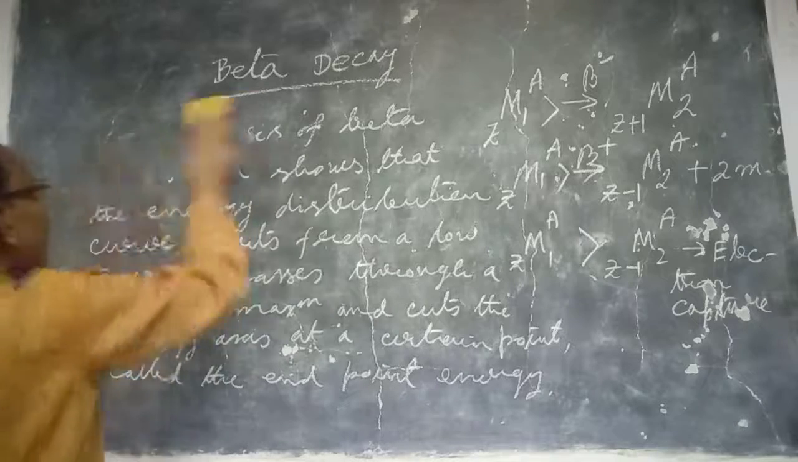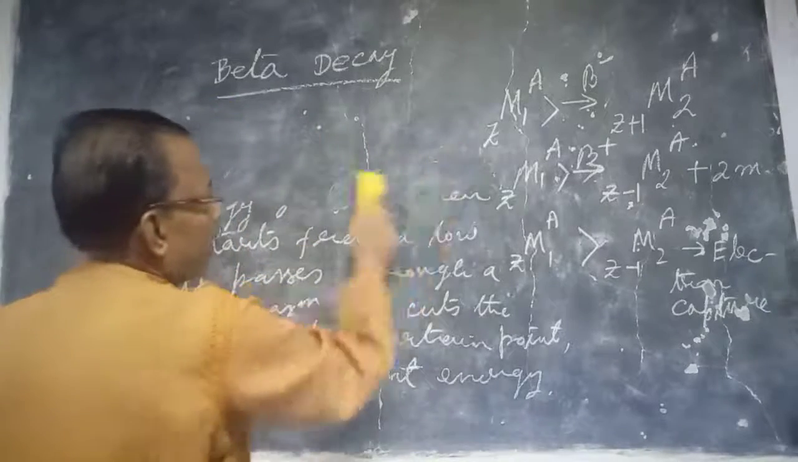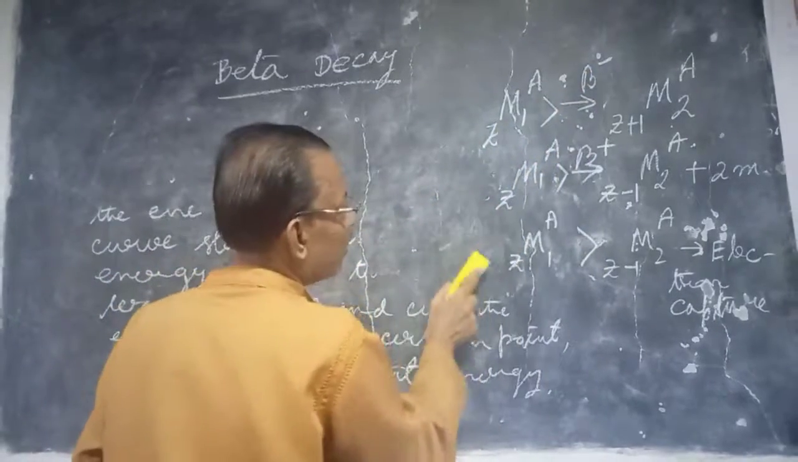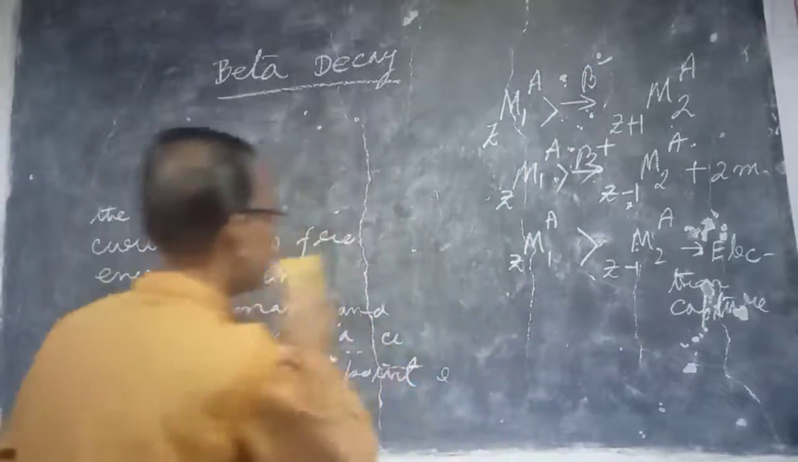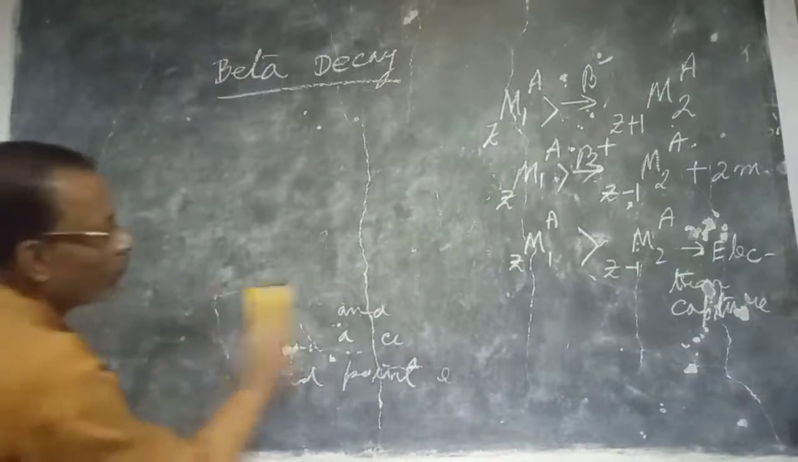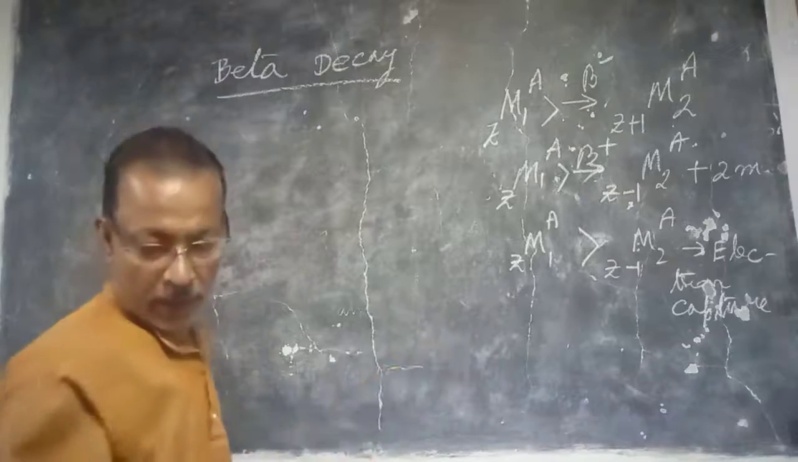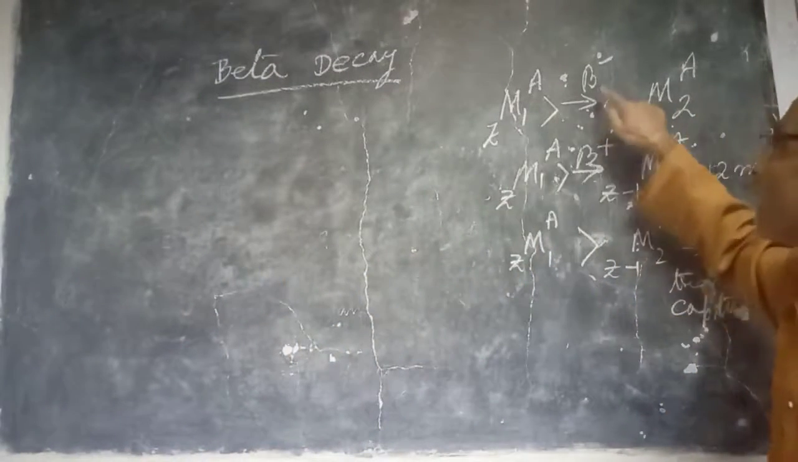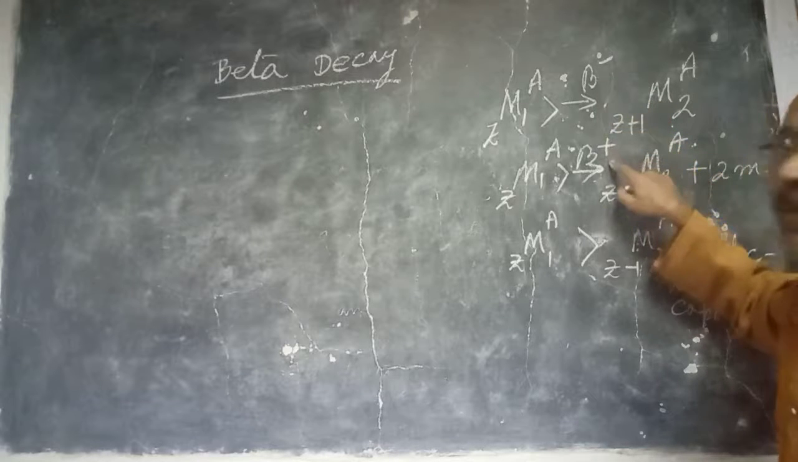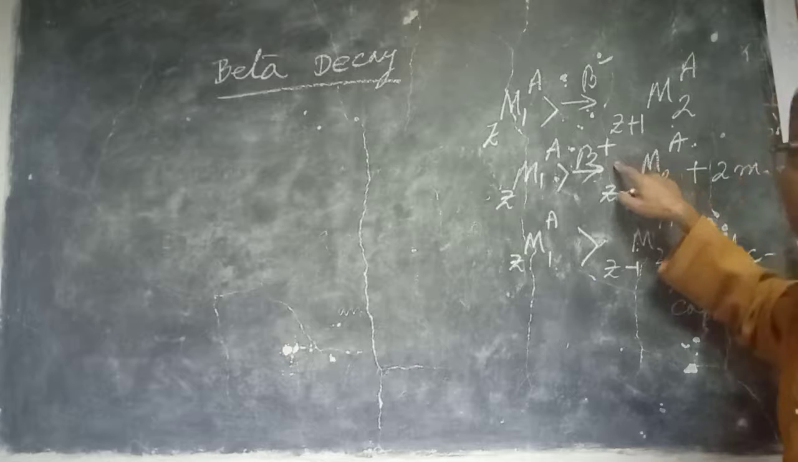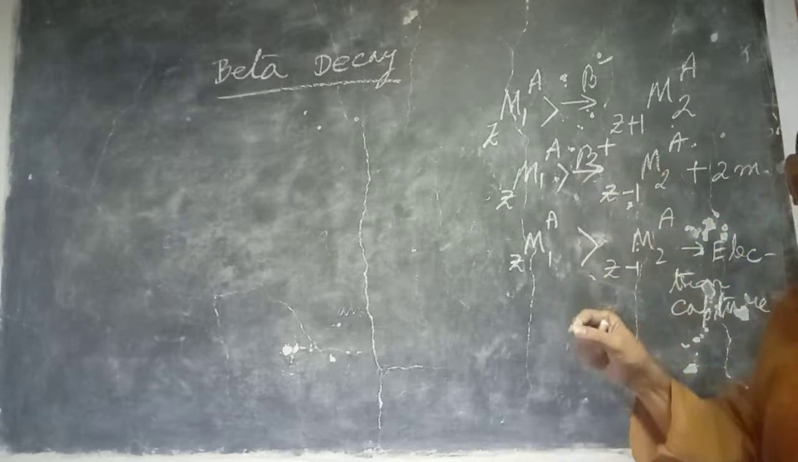Now the energy of the emitted beta particles can be calculated by taking the mass difference of the parent and the daughter nuclei. If we take the mass difference of this and this multiplied by c square, it gives you the energy of the emitted beta particles, and this energy is equal to the endpoint energy.